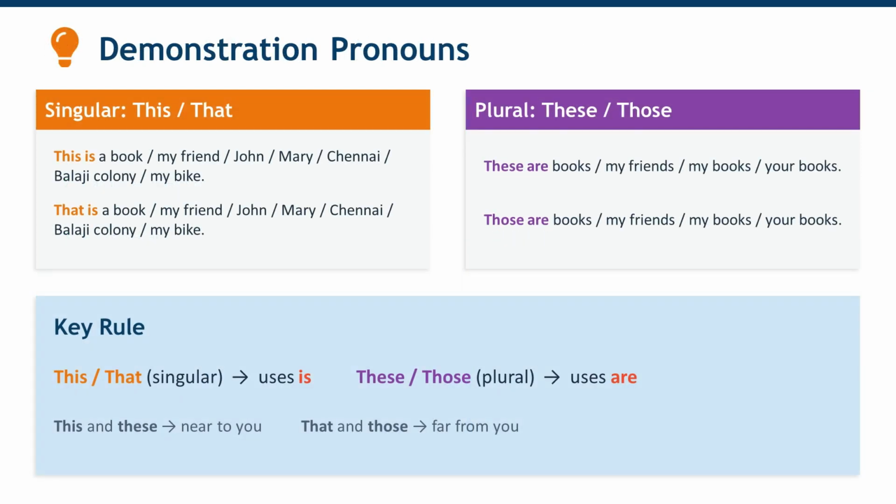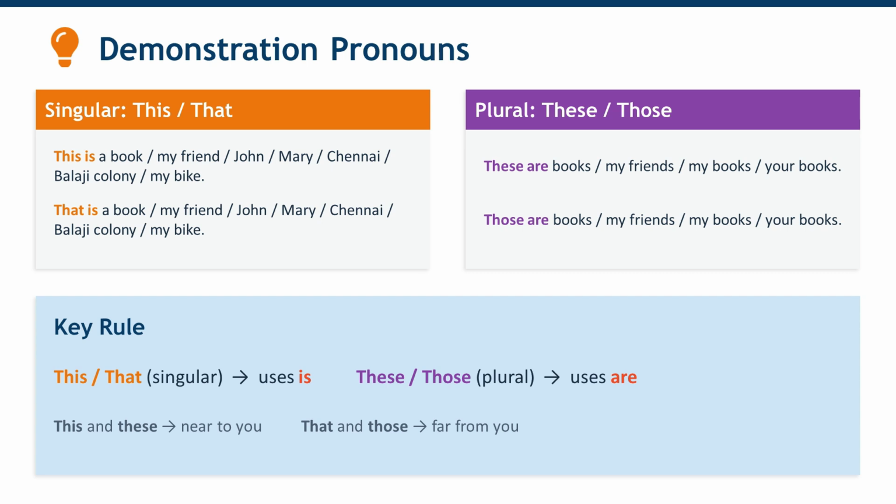are. Now let us learn about demonstration pronouns, also called demonstrative pronouns. These are words we use to point at things. For singular things, we use this and that. This is used for something near to you. For example, this is a book. This is my friend. This is John. That is used for something far from you. For example, that is a book. That is my friend. For plural things, we use these and those.